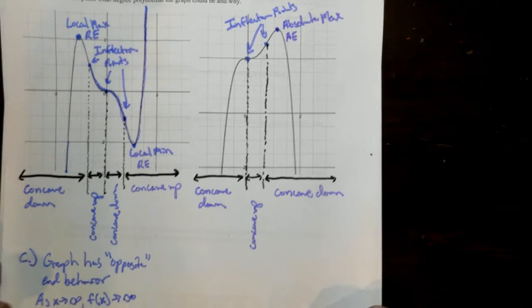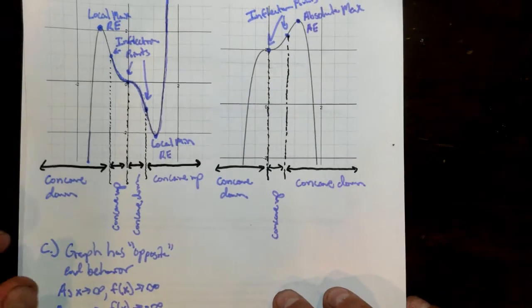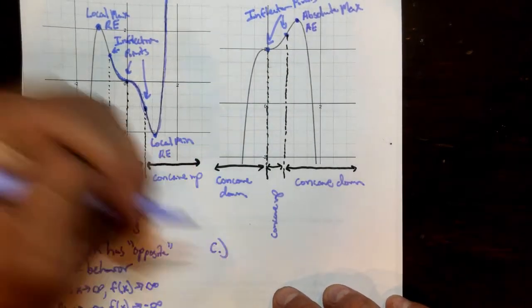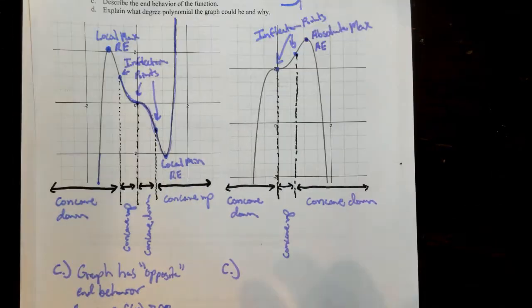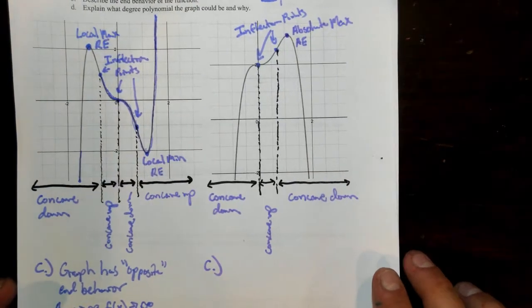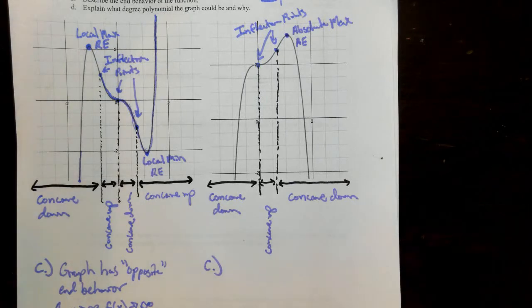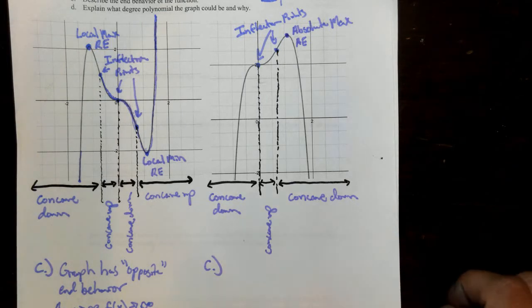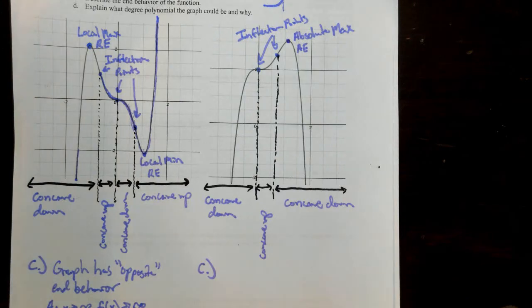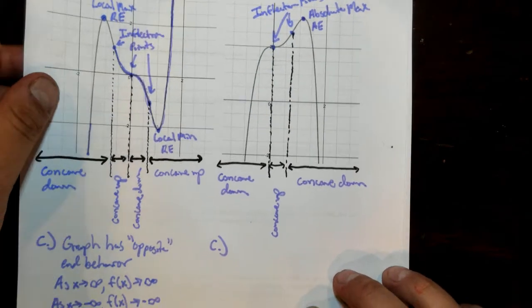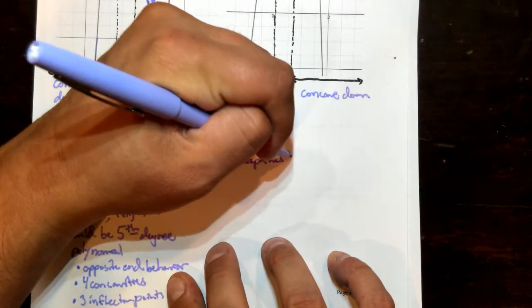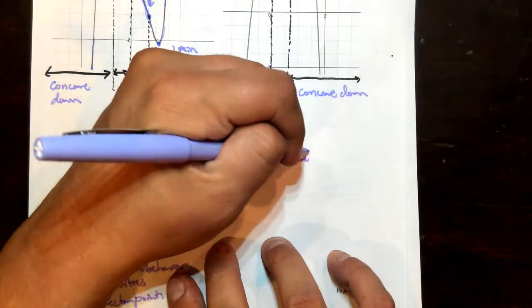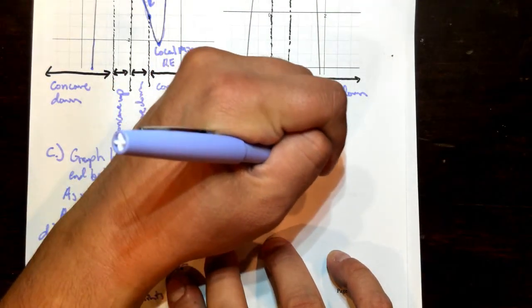So part C, what about the end behavior? So let's describe the end behavior. This graph, you can think of it as having the same end behavior regardless of what direction we're going, whether we're going to the left or to the right. This function goes down in both directions. So we say the graph has the same end behavior.